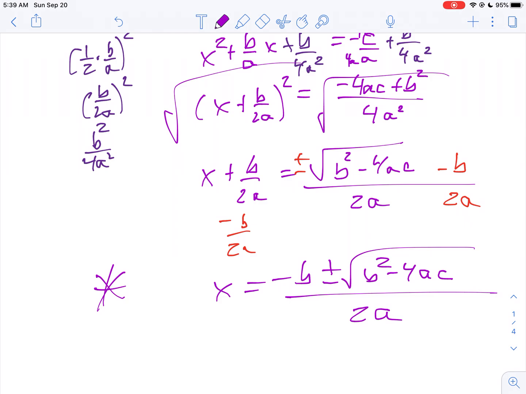It doesn't matter if we can factor it or graph it. We can always use the quadratic formula to solve it.